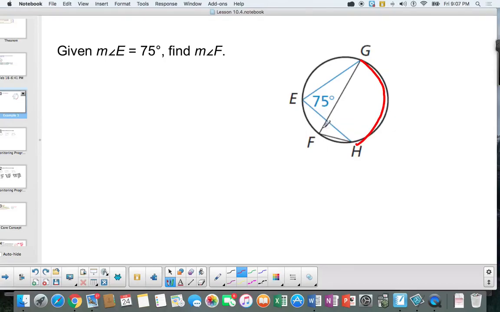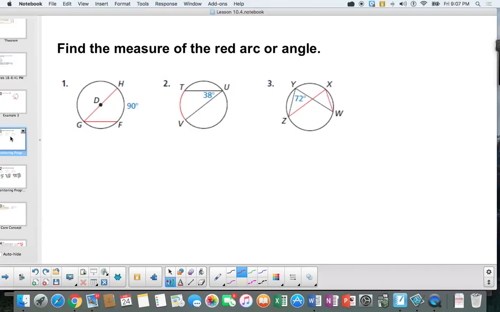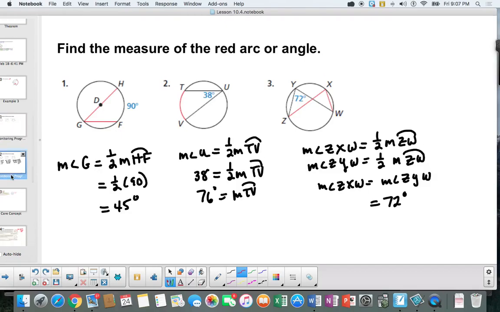Now, this angle, angle F, also intercepts this arc, so that tells us that they're going to have the same measure. So this will be 75 degrees. Okay, your turn. Go ahead and try to find the measure of the red arc or the red angle. Stop the screencast. And here are the answers.